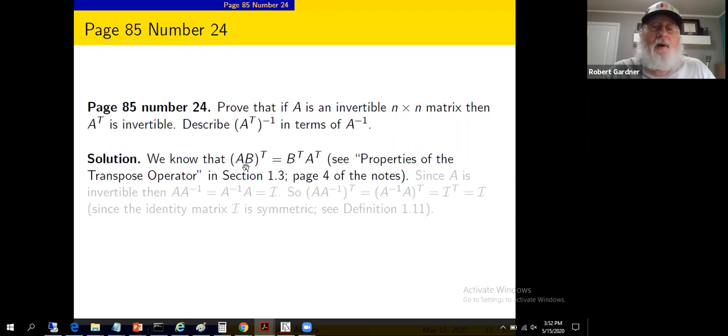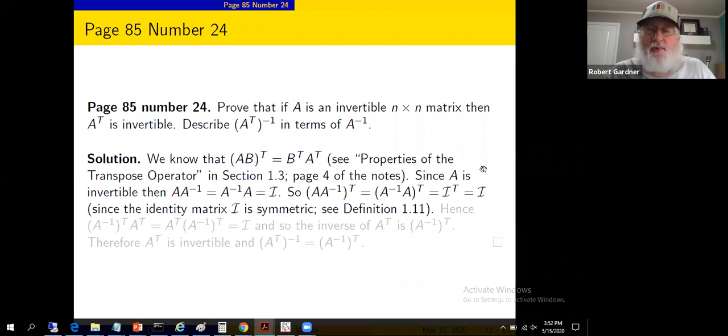Okay, one thing: when we transpose a product, we get the product of the transposes, but in the reverse order. That was some result concerning transposes and products back in section 1.3, properties of the transpose operator, I guess. Okay, just as an observation, because we're going to need it.